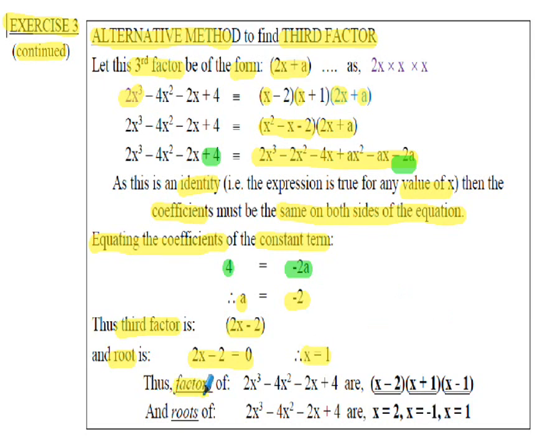So the factors of the 2x cubed minus 4x squared minus 2x plus 4 expression are x minus 2, x plus 1, and x minus 1. And if we want the roots, they would be x is equal to 2, x is equal to -1, and x is equal to 1. But that's just showing you an alternative method to find the third factor.